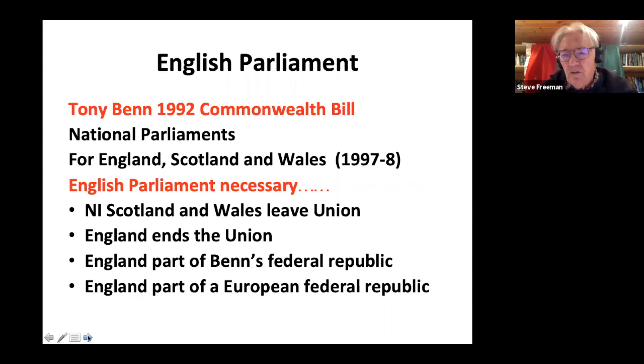So I think Benn's proposal is quite far-sighted. And even if I want to modify it, as we will in a minute, since Scotland and Wales have already gone that far, that's where we're going.